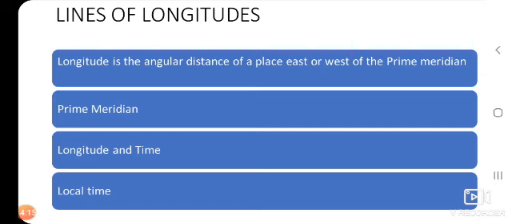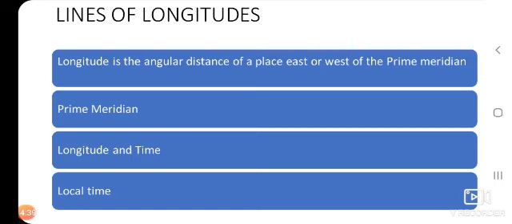Children, what is a meridian? The word meridian is derived from the Latin word meridianum, meaning noon. The sun crosses a meridian at noon. All places on a particular meridian will have noon at the same time.